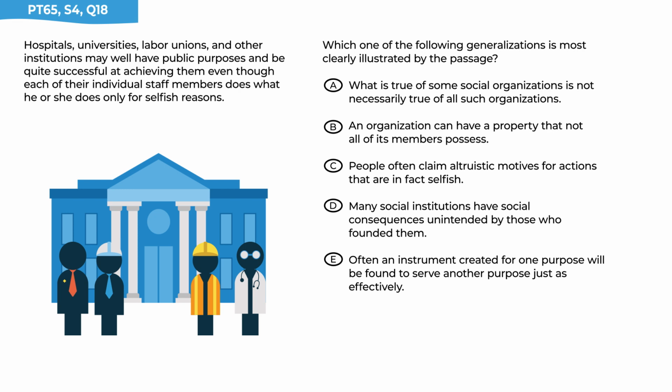Answer choice A says that what is true of some social organizations is not necessarily true of all such organizations. So the principle in answer choice A is relating some organizations to all organizations. This is going from one group to other groups, but it's not going from members of a group to the group itself. And so answer choice A is an unsupported relationship. Answer choice B says that an organization can have a property that not all of its members possess.